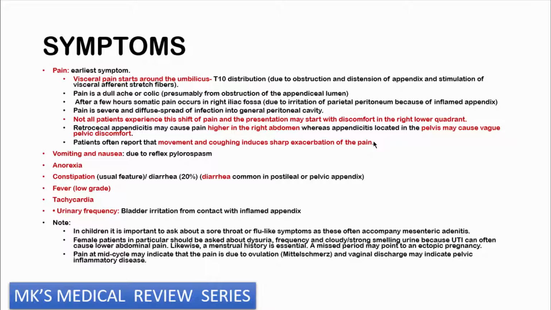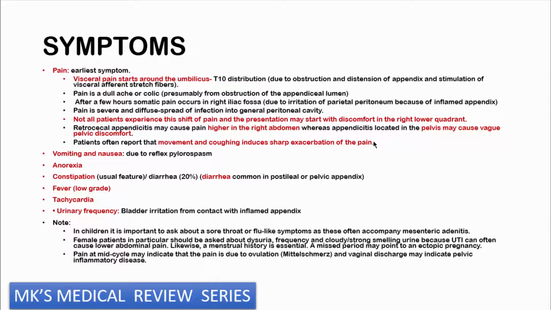Presumably, if it's colicky, that means there is obstruction of the appendiceal lumen. Then after a few hours, somatic pain is going to occur in the right iliac fossa. This is due to irritation of the parietal peritoneum, and the pain is often severe and diffuse if it has spread to the peritoneal cavity, if there is peritonitis. Not all patients are going to have this characteristic type of pain. The characteristic pain with appendicitis starts around the umbilicus, then it will migrate to the right iliac fossa. It doesn't radiate, it migrates to the right iliac fossa.